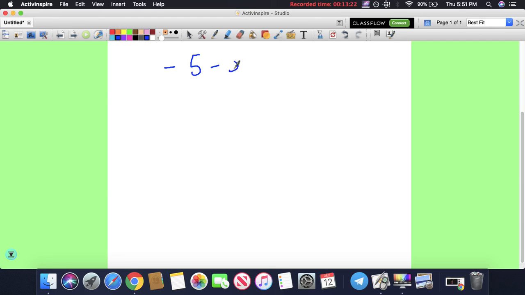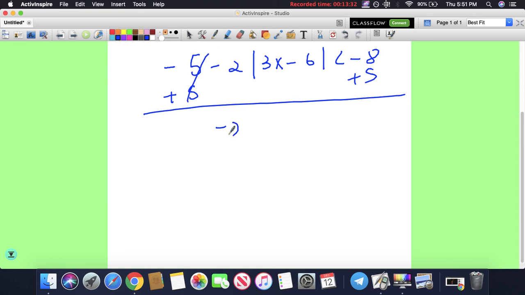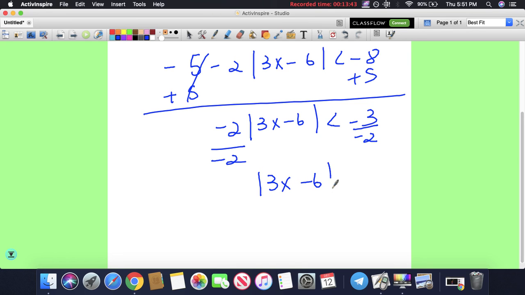Number 31. Negative 5 minus 2, 3x minus 6, negative 8. So plus 5. These two go away, negative 2, 3x minus 6, less or equal to negative 3. We're going to divide by negative 2, divide by negative 2. Therefore, 3x minus 6 is greater than 1.5. And I'll leave it as a decimal, because negative 3 divided by negative 2 is a positive, and 3 divided by 2 is 1.5.